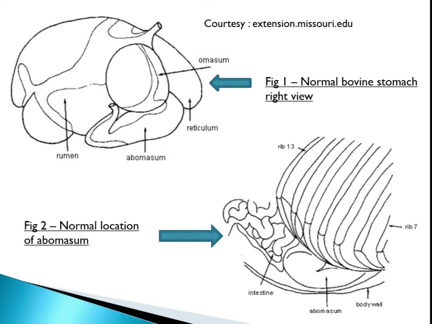In this picture here, figure 1 is showing the right view of normal bovine stomach, and in figure 2, the normal location of abomasum is shown.